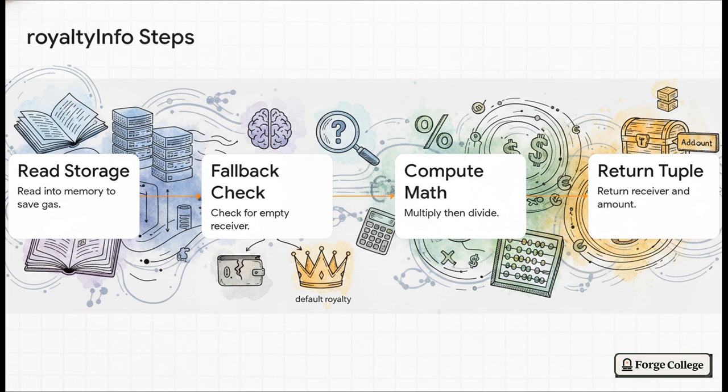Second, check for an empty receiver. If that per token mapping returns a 0 address, you just gracefully fall back to your default royalty. Third, compute the math, using simple multiplication and division. And fourth, just return the tuple with the address and the calculated amount. Keep this function view-only, keep it deterministic, and above all, keep it highly gas-efficient.